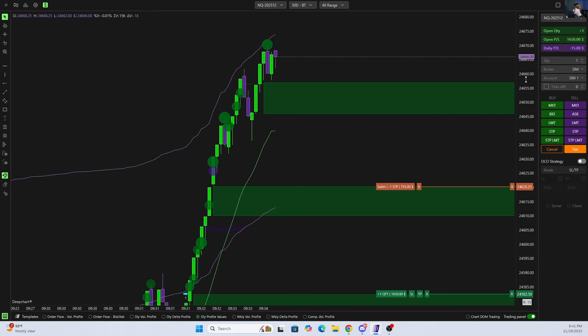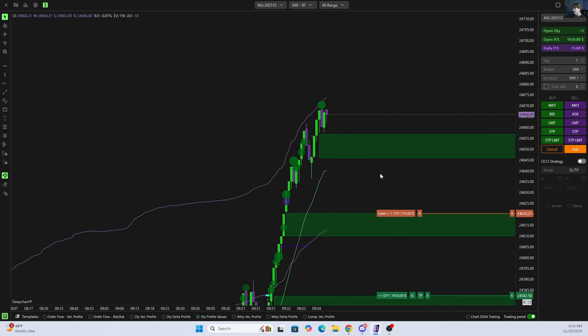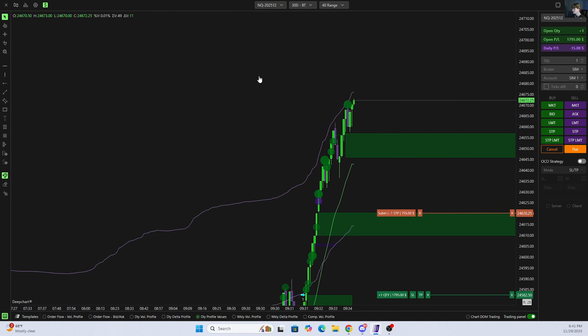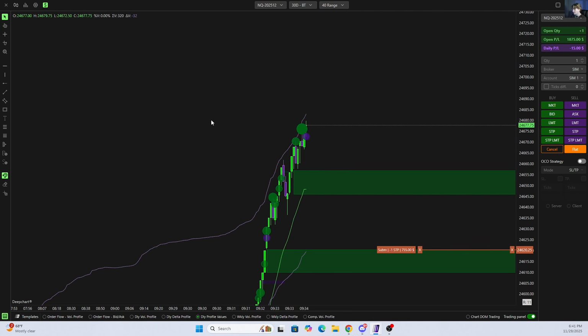I'm very impressed with this indicator and just how it aligns with everything else that we already use as order flow traders. More aggressive buying coming in.